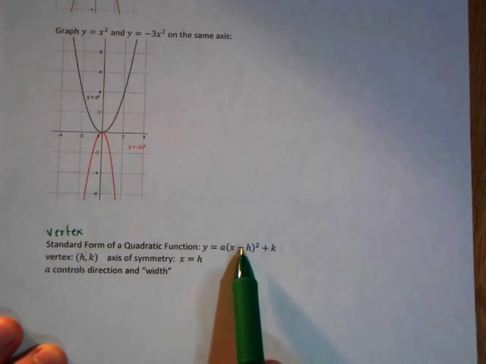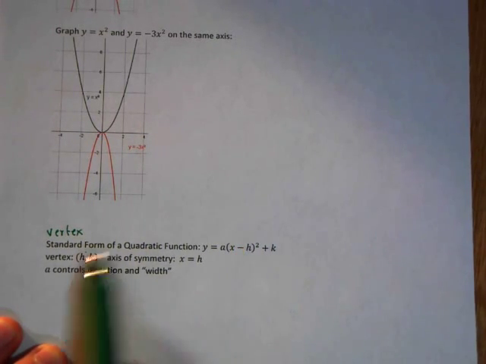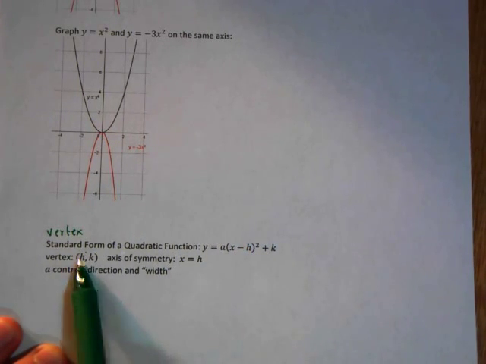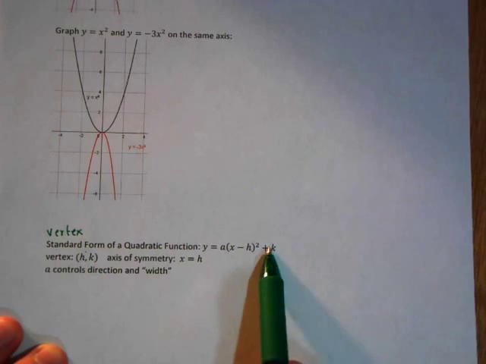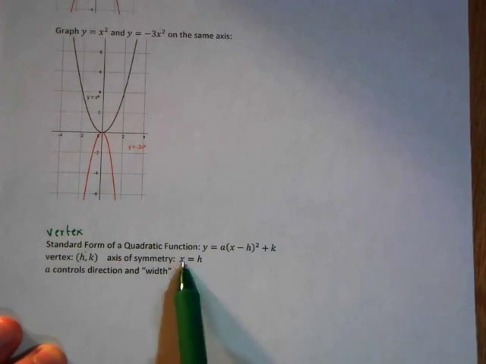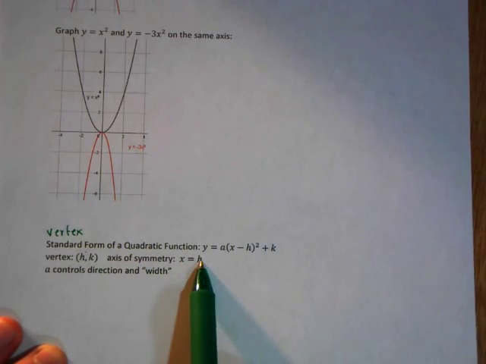Again, watch out for your signs. If this is a minus here, this is going to be a plus here. If this is a plus here, this is going to be a minus there. The k will work the same. If k is positive, k will be positive. Our axis of symmetry is the line that goes right through the vertex, so that's always going to be x equals whatever this h number is.